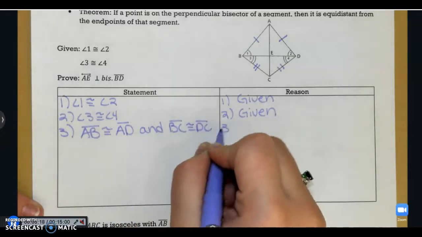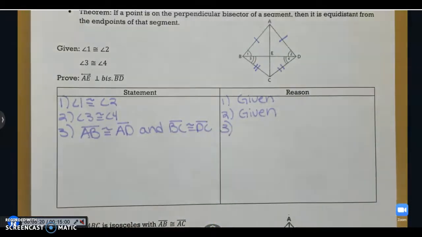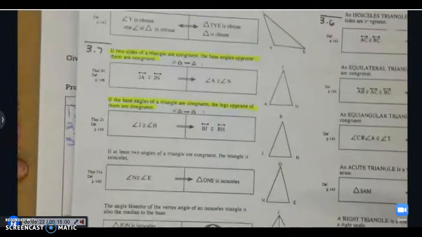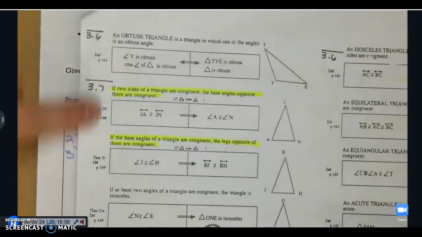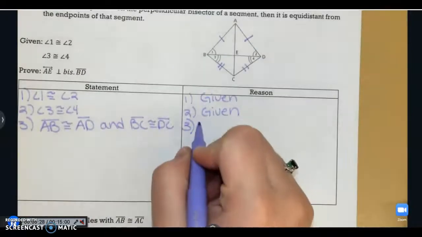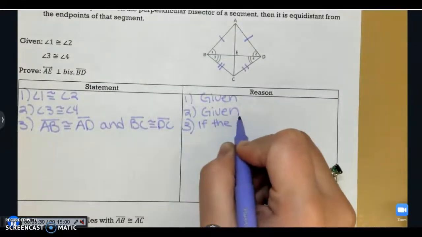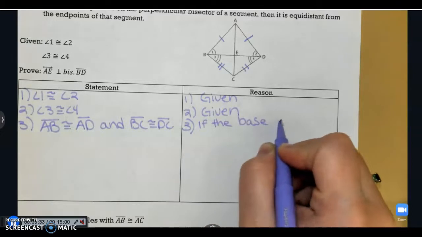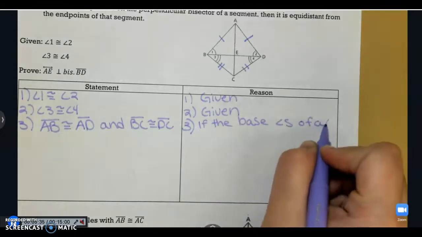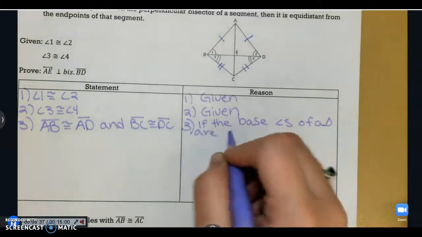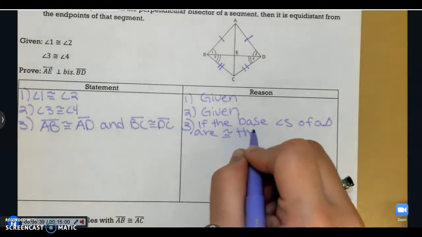Now, I need an if-then statement to support that. And if you go to page 11 of your dominoes, the second and third theorems on that page are the base angle theorems. So, if the base angles of a triangle are congruent, then the sides opposite them are congruent.